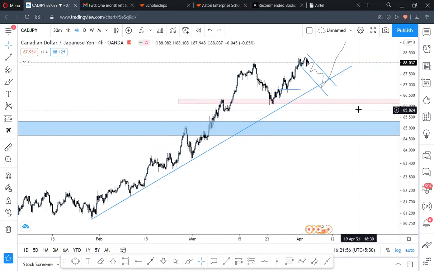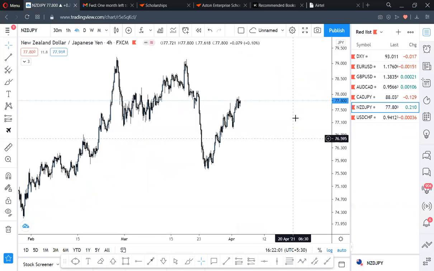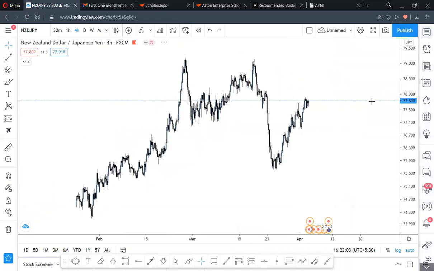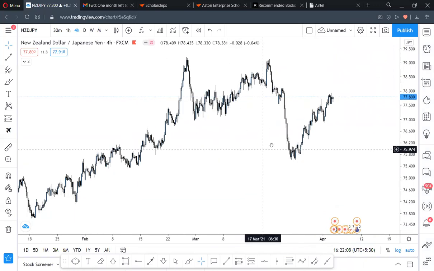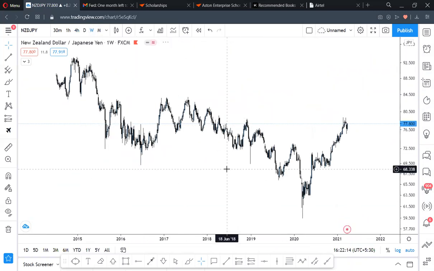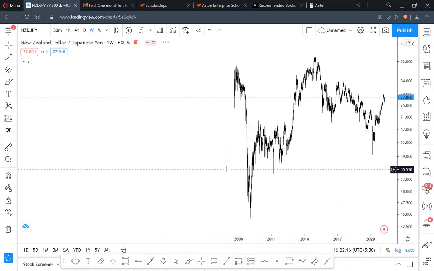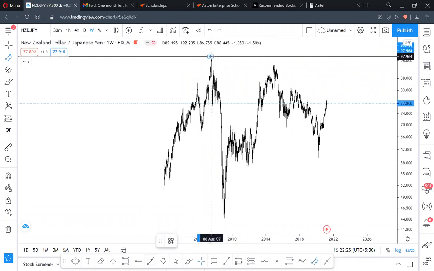So let me save this and go to the New Zealand dollar JPY. Yeah, the New Zealand dollar JPY. So let's go to the weekly and draw our zones and see how price will react on these zones.